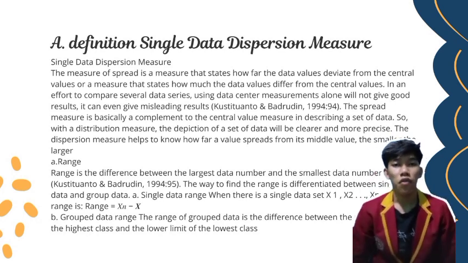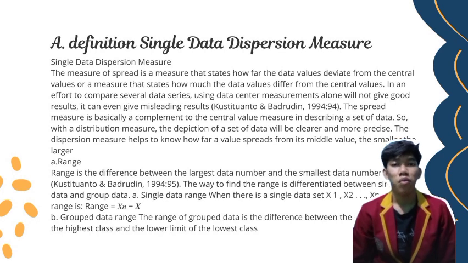B. Range. Range is the difference between the largest data number and the smallest data number. The way to find the range is different between single data and group data. A. Single data range: if there is a single data set x1, x2, ..., xn, then the range is xn minus x1.